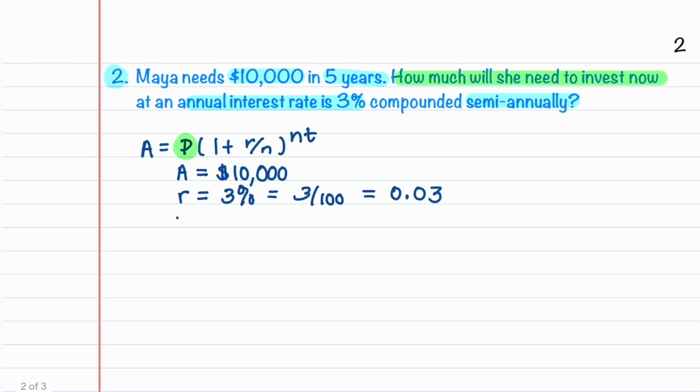Now we have n. n is the number of times the interest is compounded per year. Semi-annually means 2 times per year, so n is going to be equal to 2. And then our t is the number of years the money is invested, and that is going to be 5 years.